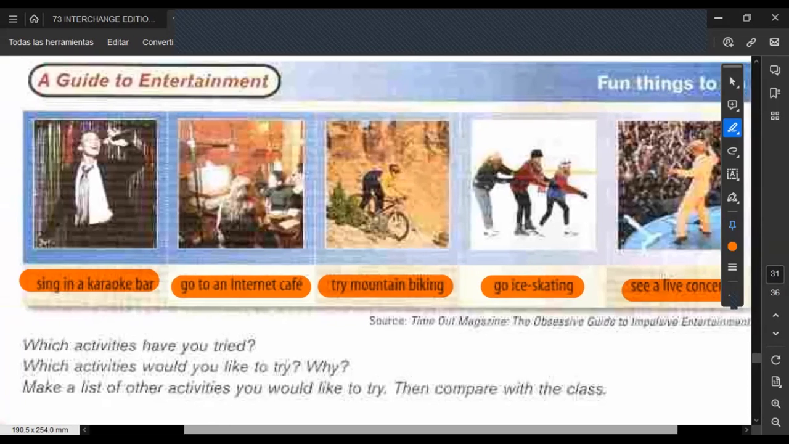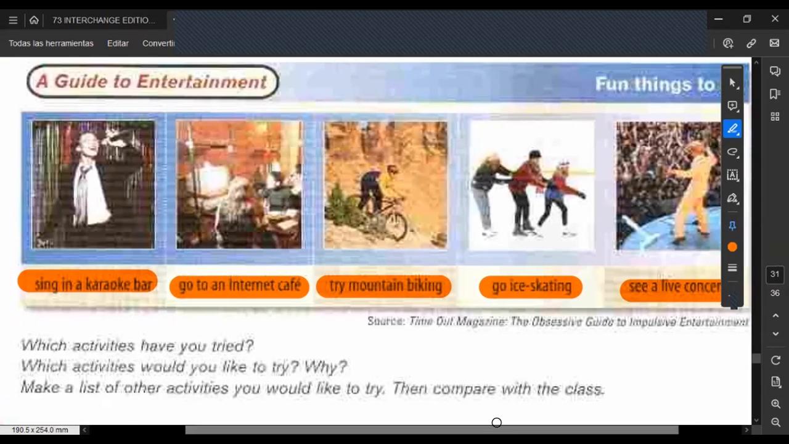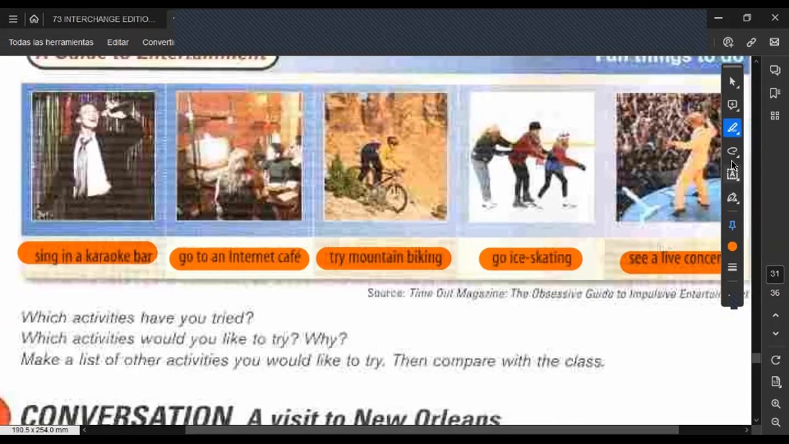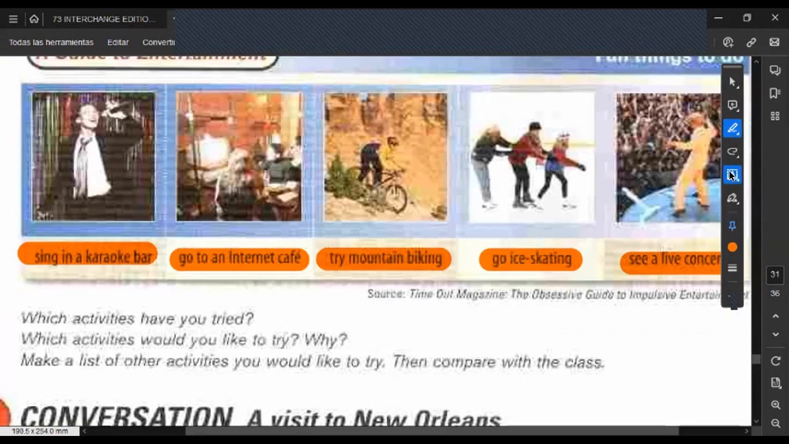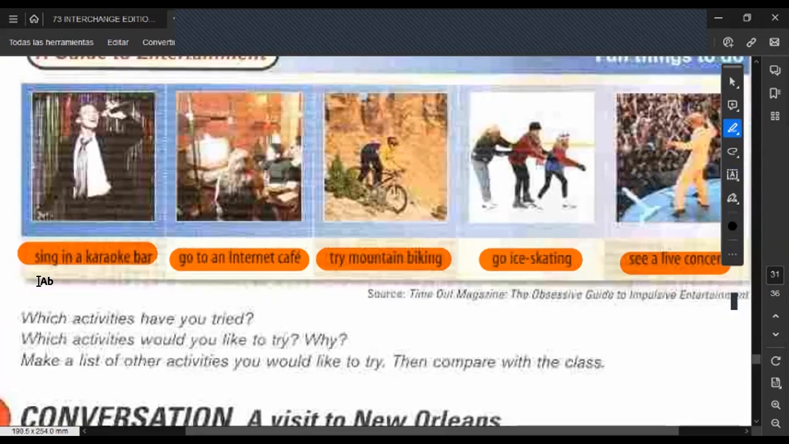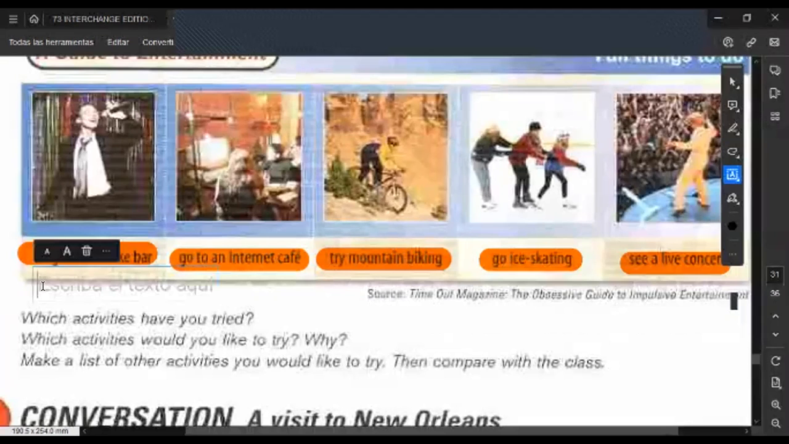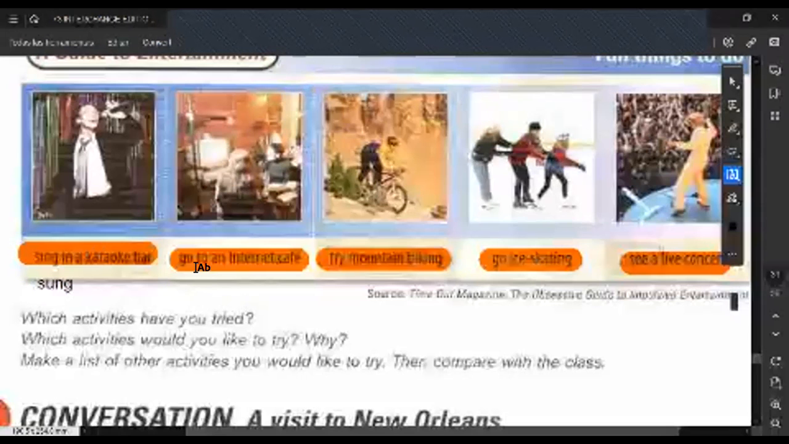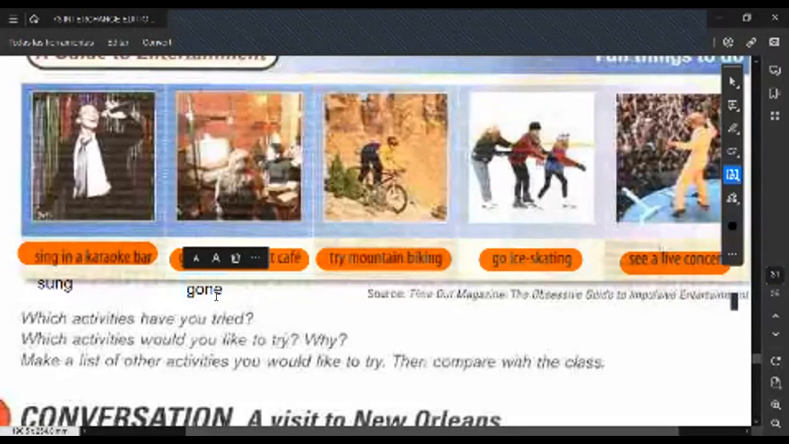Do you have a question with this vocabulary? See a live concert. It's not live, it's live. The past participle for seeing, what is it? It's seen, right? The past participle for seeing is seen. The past participle for go?